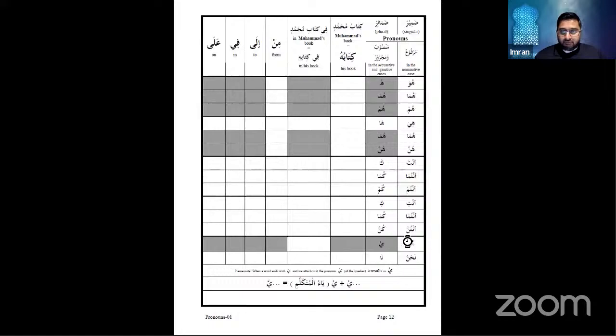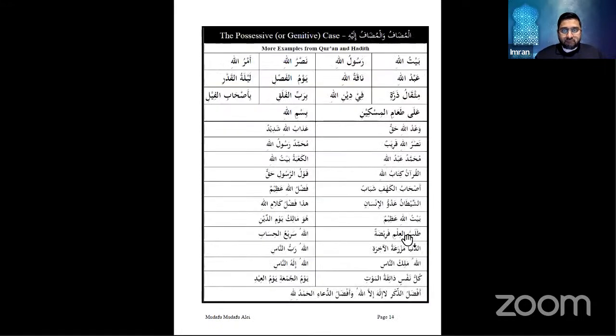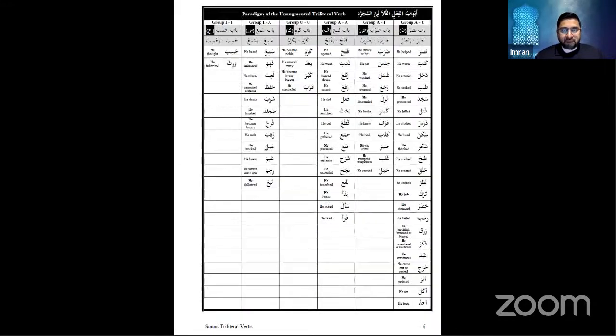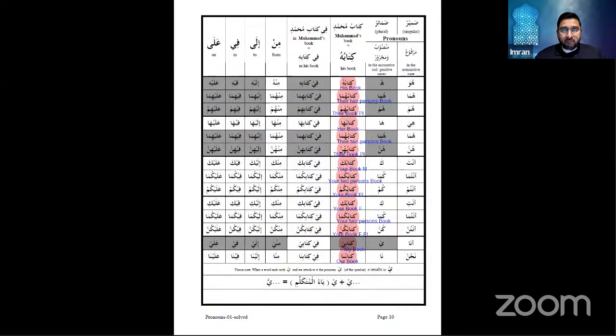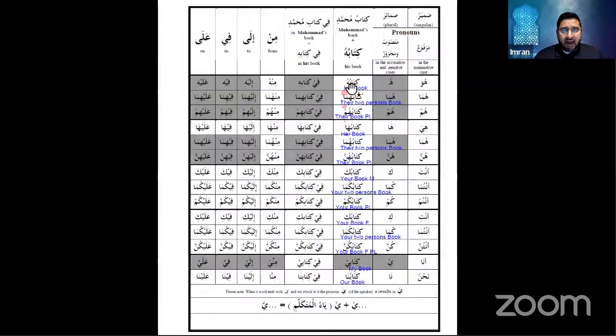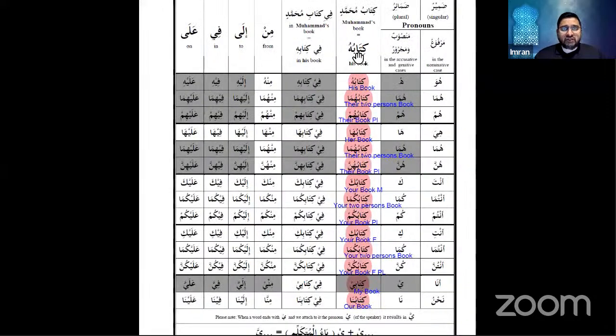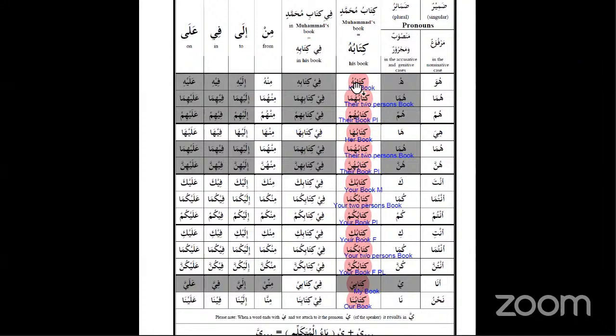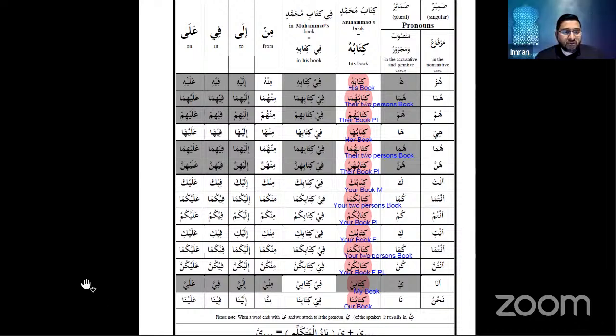The possessive pronouns are these here. They will be attached to a noun, and the noun itself, the original was kitabun, loses its tanween and gets one dhamma. It becomes kitabuhu. Kitabuhu, repeat everyone. Kitabuhu, his book. You can unmute yourself, everyone.